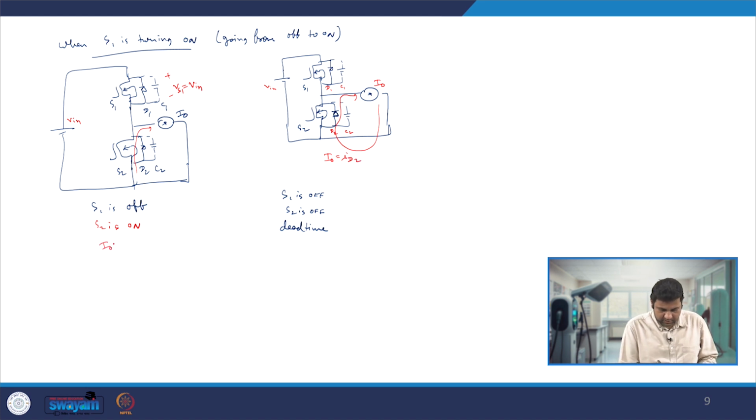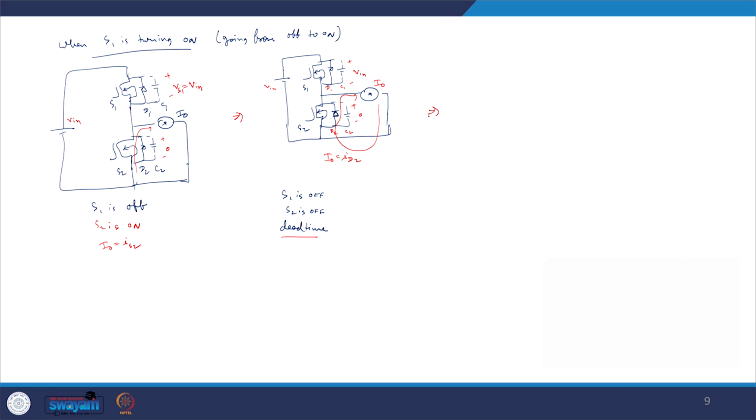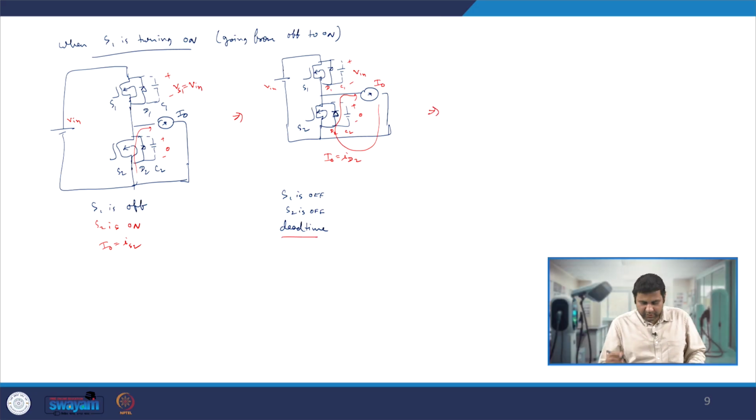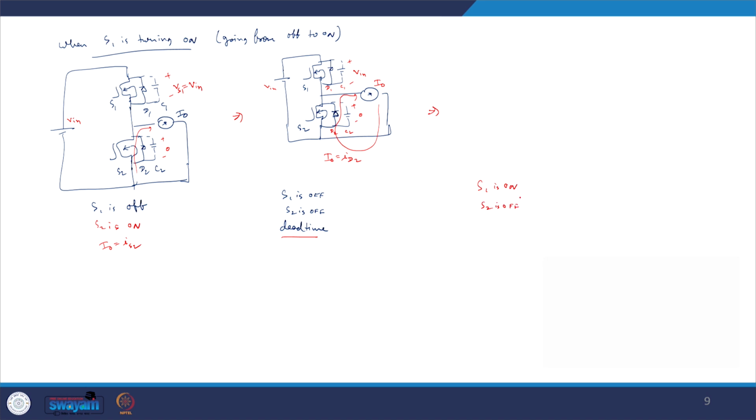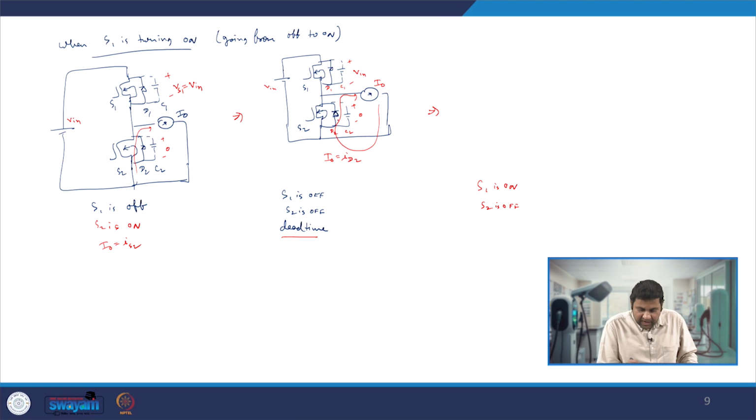Here I naught is equal to IS2, and because of this, here it is 0, and here still it is 0 because the current is going through there, and here it is still V in voltage. So this is my dead time. You are now giving a pulse to the S1 switch. So now S1 is on and S2 is off. During this time, because of the direction of the current, it will start flowing through the diode D2.